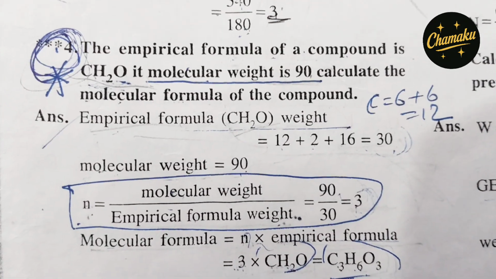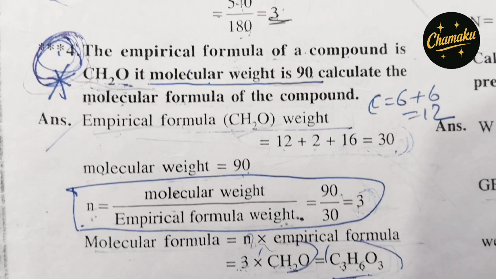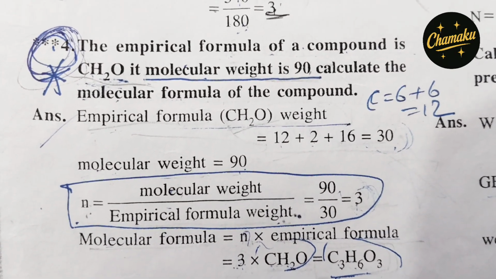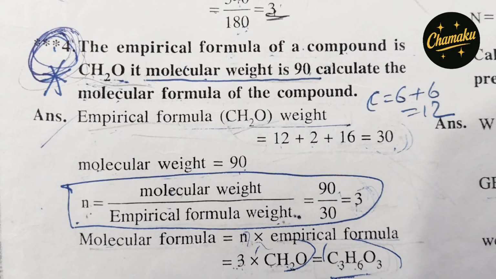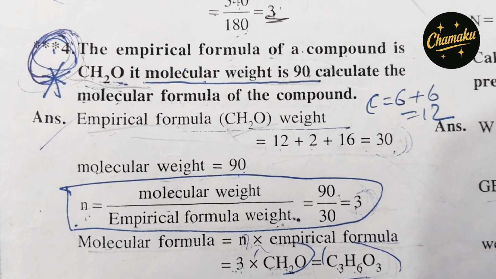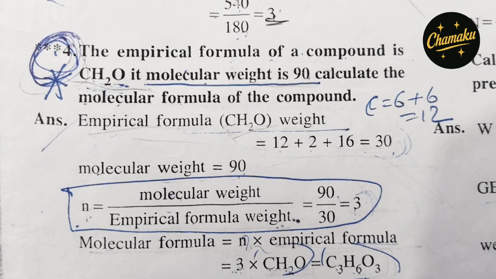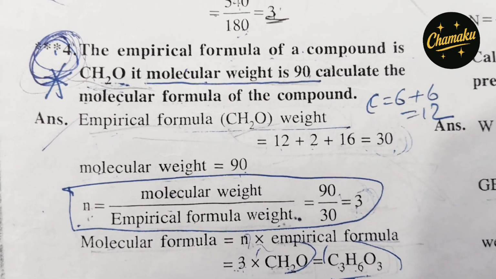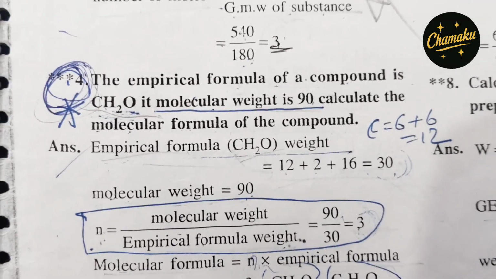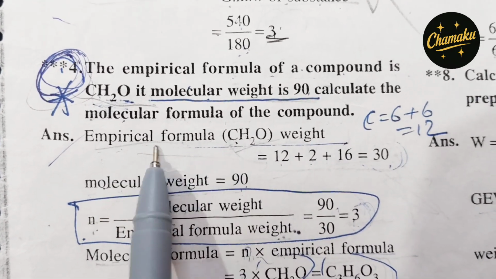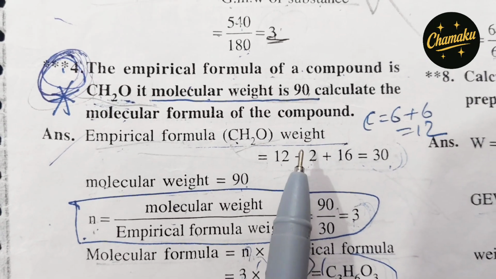Coming to the next question, the empirical formula of a compound is CH2O. Its molecular weight is 90. Calculate the molecular formula of the compound. So here we have to find out the molecular formula of the compound. So first, the empirical formula is CH2O, right? So for this empirical formula, we have to find out the empirical formula weight.